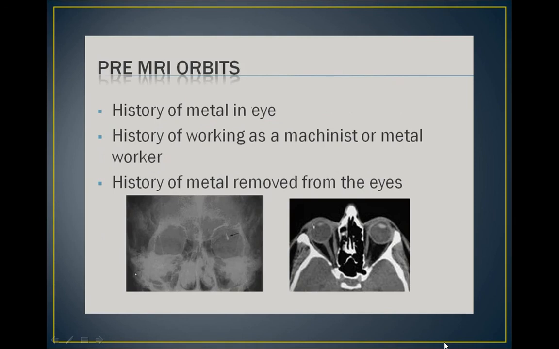Metallic foreign bodies in or near the eye has always been an issue, especially patients that are metal workers or a machinist or anyone who has ever had metal removed from the eyes. These patients must have an orbital X-ray before being allowed into the MRI scanner. The potential for a metallic foreign body to heat up and cause vision damage is extremely high, and that's why we are insistent on pre-MRI orbital X-rays if a patient presents with this history.